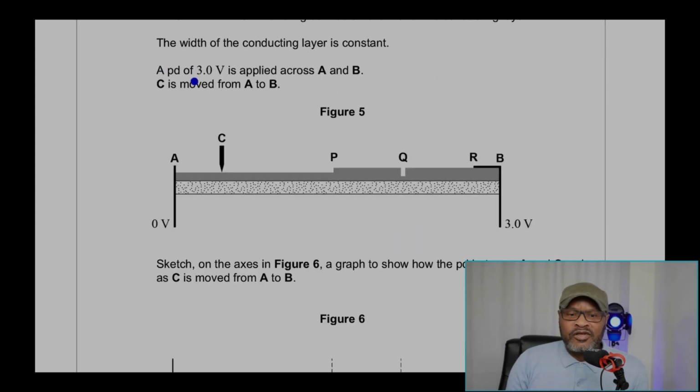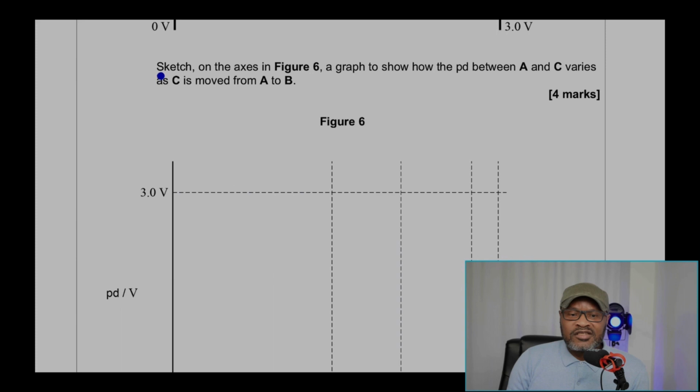A potential difference of 3 volts is applied across A and B. And so that will be 0 volts, 3 volts. The difference between the two is 3 minus 0, and that's 3 volts. C is moved from A to B. Sketch on the axis in figure 6, this one here, a graph to show how the potential difference between A and C varies as C is moved from A to B.